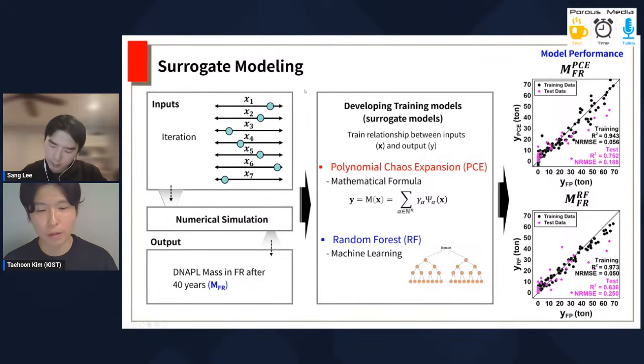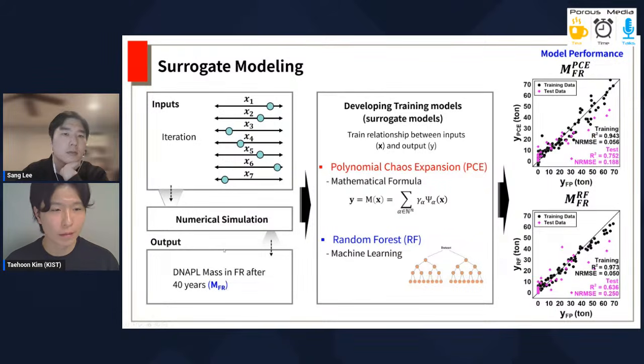So the problem with the numerical model is that running one simulation requires a lot of computational time and resources. To conduct a probabilistic analysis, which requires hundreds or thousands of scenarios, it is impractical. So that's where the surrogate model comes in. The idea is simple. We train a surrogate model to learn the relationship between inputs and output by running multiple numerical simulations with different combinations of input parameters like this.